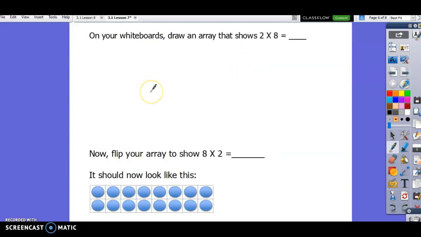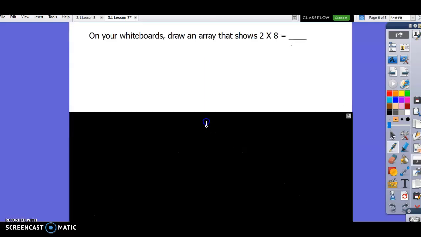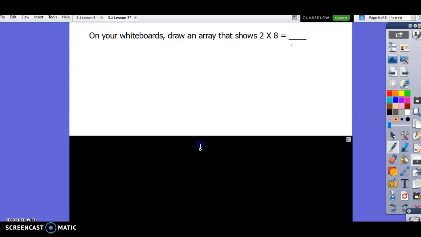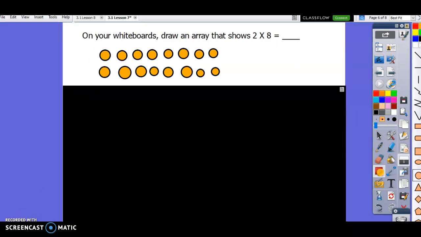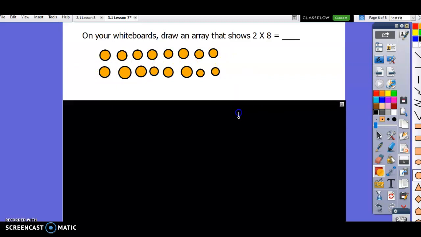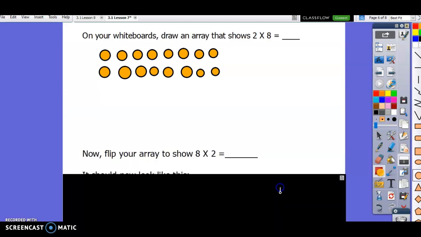Okay, so what I want you to do in your book of math is draw an array that shows 2 times 8. So draw an array that shows 2 times 8. Okay, so in your book of math, you should have drawn an array that has 2 groups. So here's my groups, 2 groups of 8. Now what I want you to do is literally pick up your book of math, and flip your book around, and show 8 groups of 2. If you're holding your book, you're going to turn it one turn.